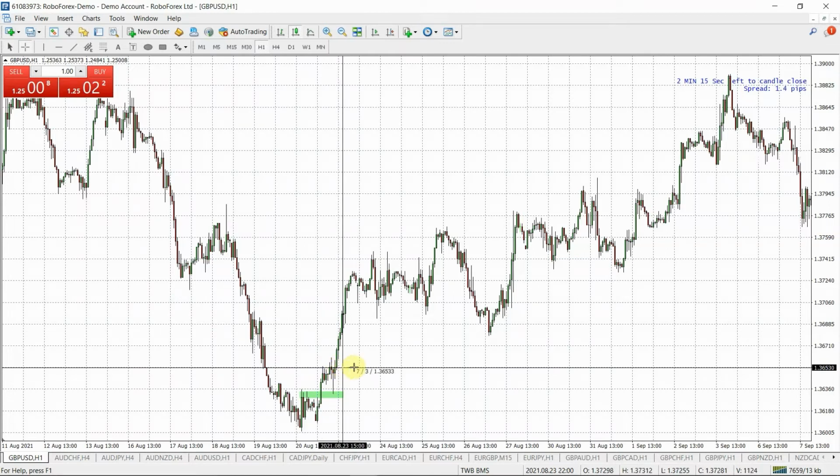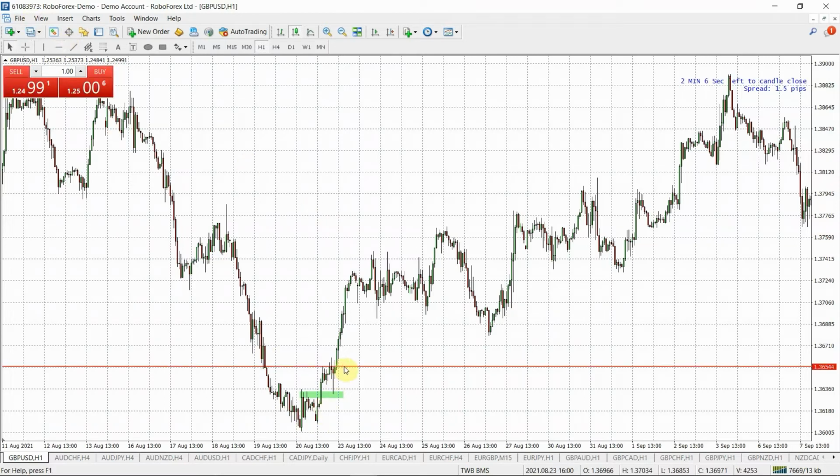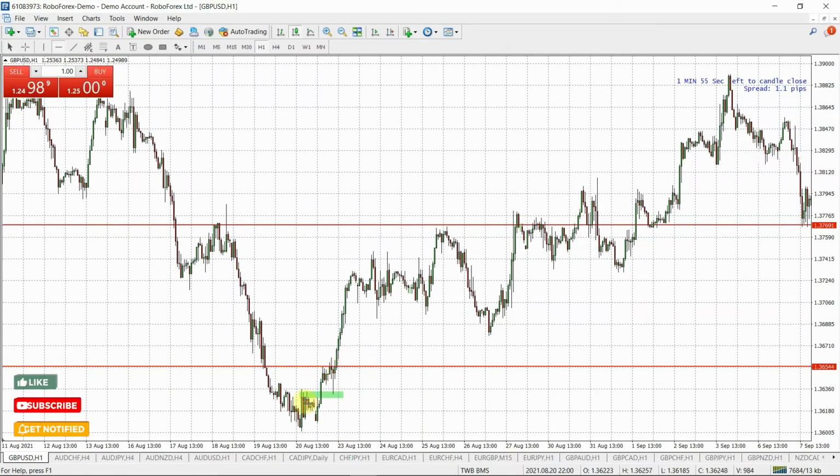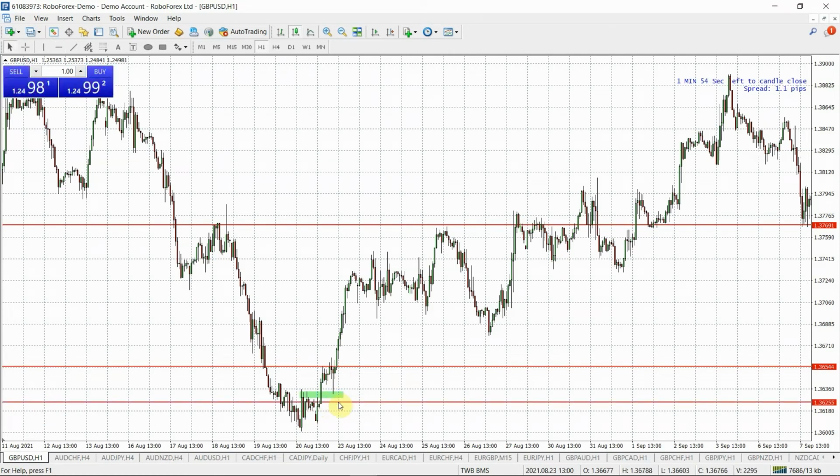All right, and my take profit target would be here. So let's use horizontal lines to justify that. Okay, then where's my stop loss? My stop loss is just below the BMS. So I'm going to have it here. Okay, so this is what a trade like this looks like.